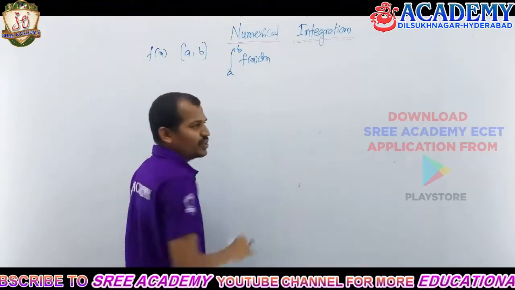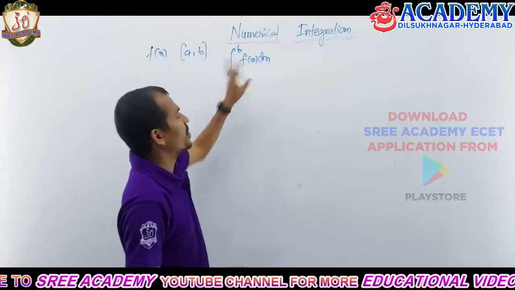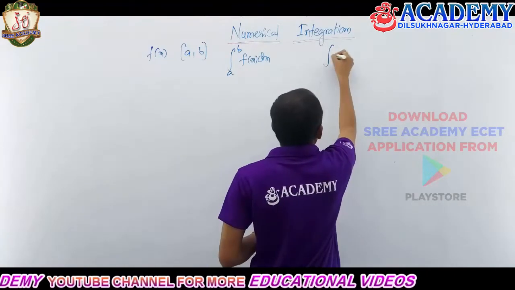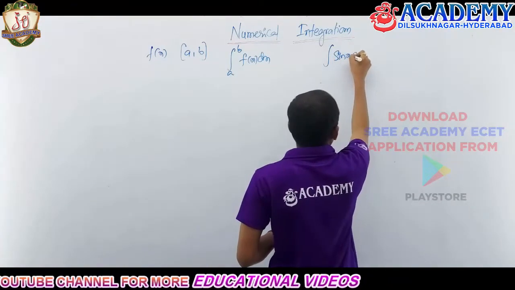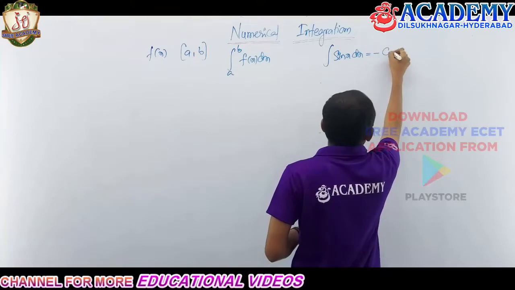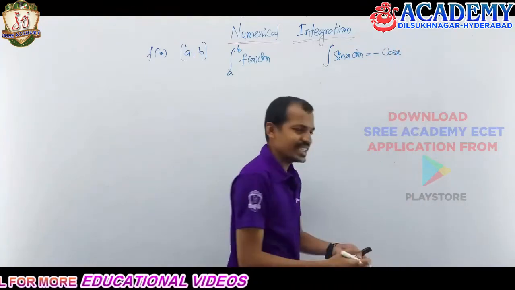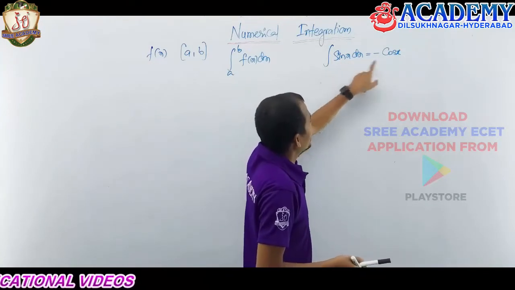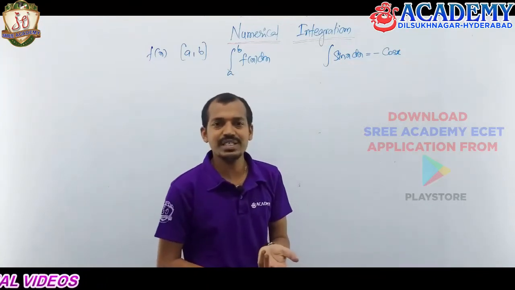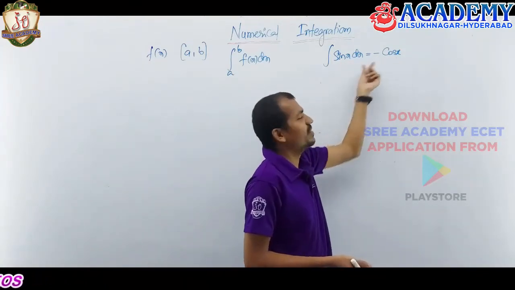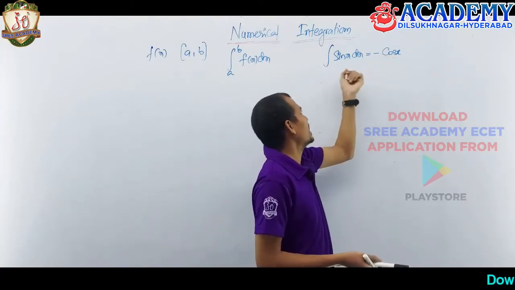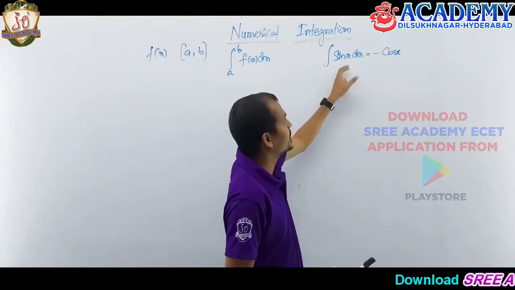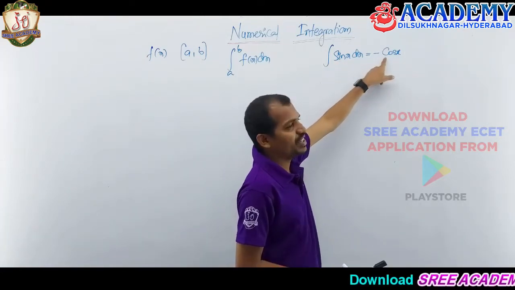If you don't know the antiderivative of f of x, for example take the integral of sin x. Integration of sin x we write as minus cos x. What is integration? Integration has one more name: antiderivative, right? The antiderivative of sin x is minus cos x. That is, the derivative of cos x is minus sin x, and the derivative of minus cos x is sin x. That's why the integration of sin x is minus cos x.